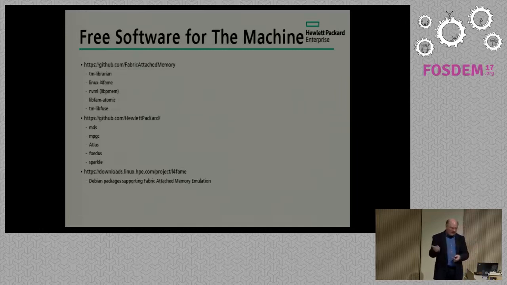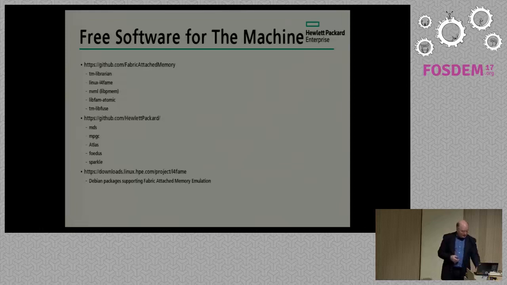We have Atlas, which makes accessing fabric-attached memory reliable. So it has kind of a transactional model in fabric-attached memory. Makes it easy to program. As I said, we're trying to build a wealth of APIs to help developers learn how to do memory-driven computing, and all of these are public. And then the Debian repository containing all the bits necessary that come out of this is in downloads.linux.hpe.com.